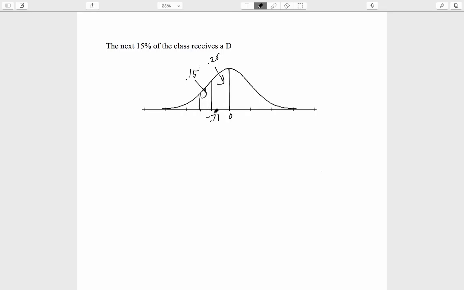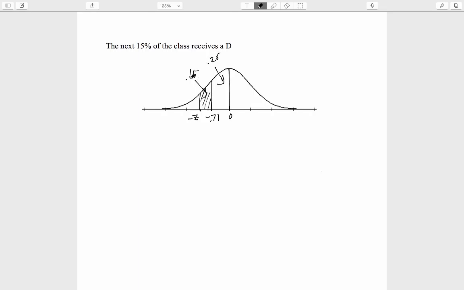It runs from 0.71 standard deviations below the mean to some negative Z, that is Z standard deviations below the mean. But we should not be looking up 0.15 in the table. If we look up 0.15 in the table, that will tell us about a region that runs from the mean down to somewhere containing 15% of the class in a sliver right next to the mean. Instead, it is a different kind of region we're studying.